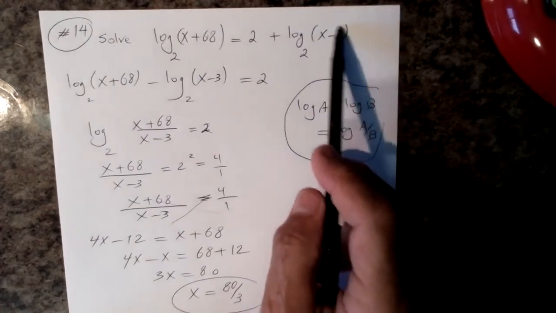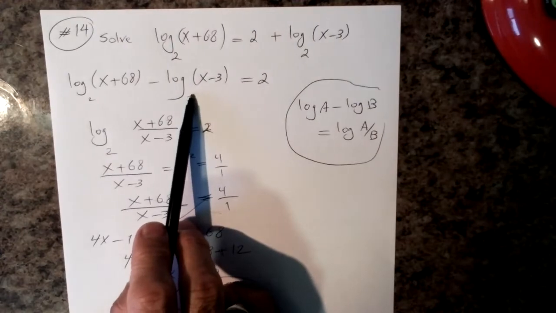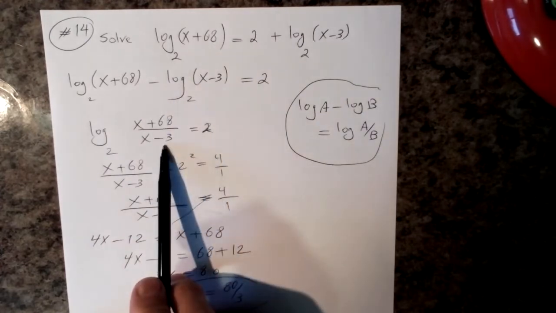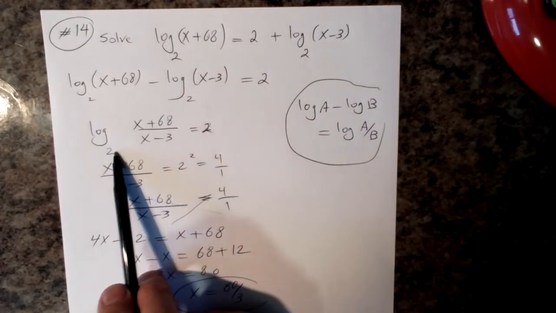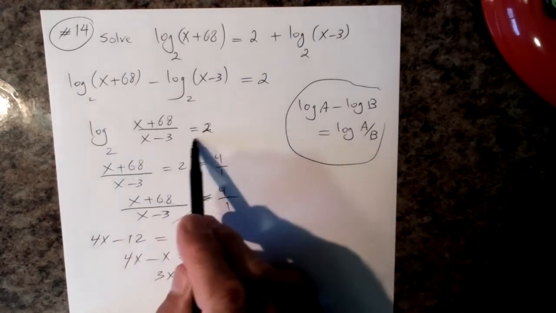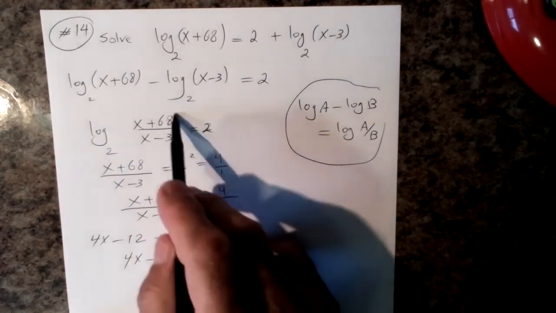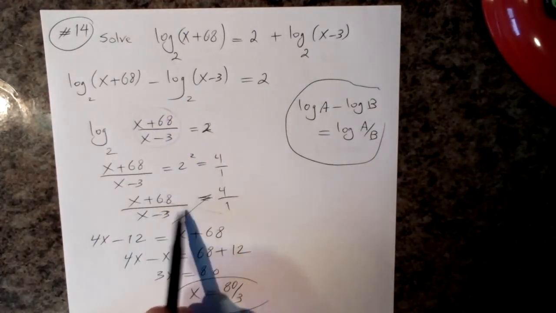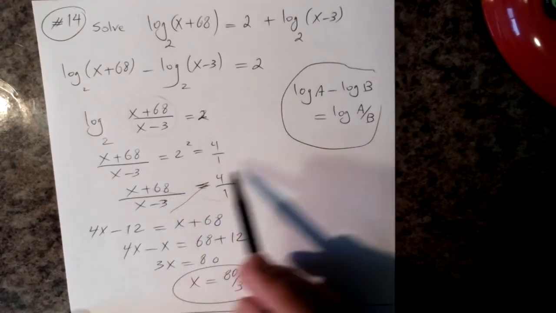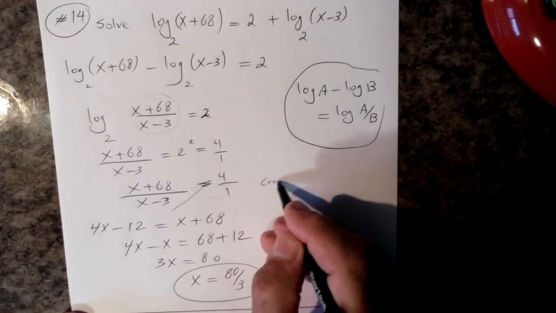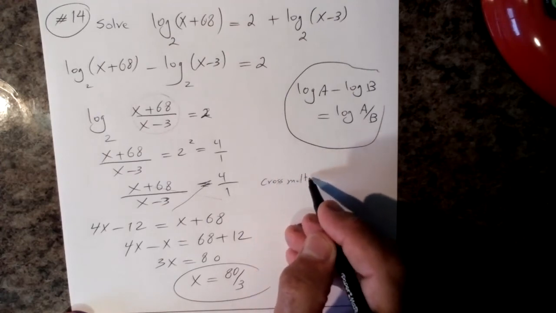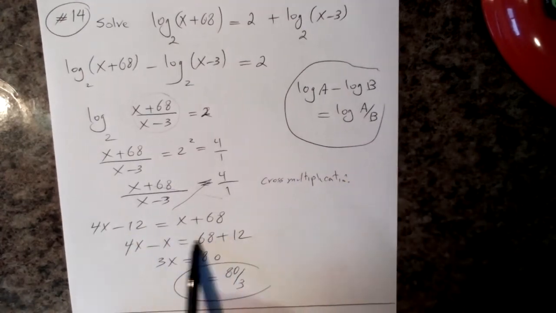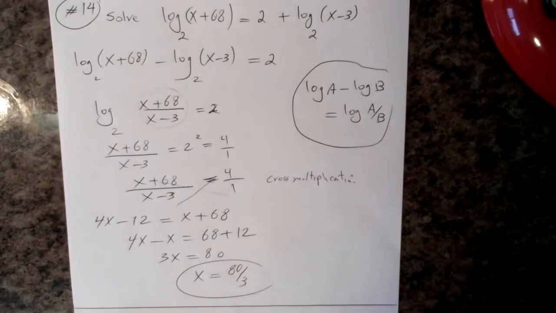What I do is first I bring this log to that side. And then log of subtraction is log of fractions. The base is 2. 2 to the power of 2 equal to what you have after the log, 4. So now you have this fraction is equal to that, cross product or cross multiplications. You collect all the x's on one side and you solve it for x.